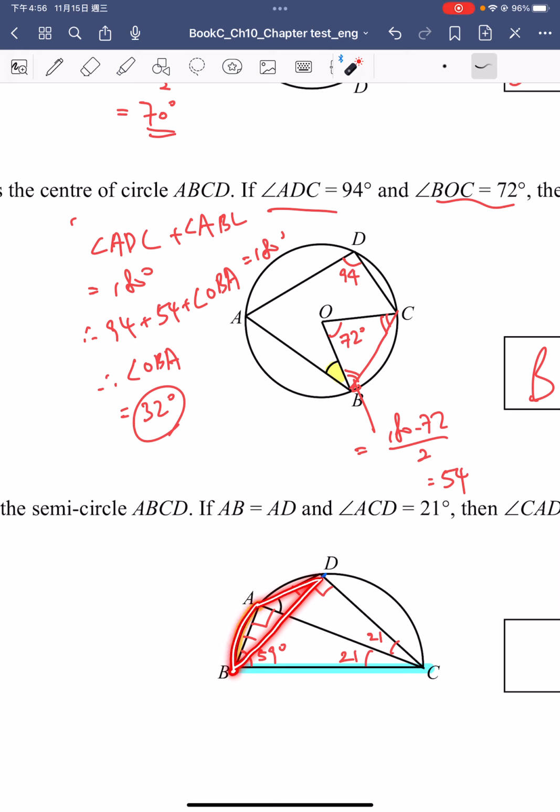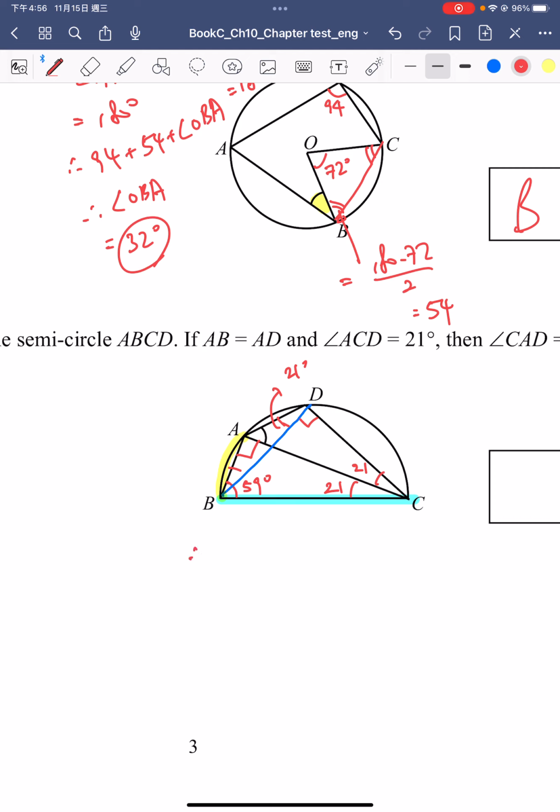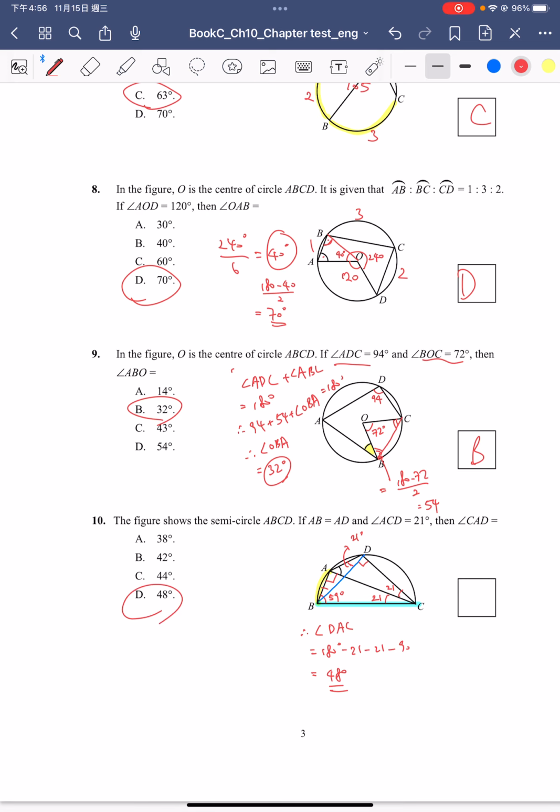Is there any other angle watching AB as well? You can see this angle ACB is watching it as well. Then using angles in the same segment, this is equal to 21 degrees as well. So this part is equal to 21 degrees. Then the required angle DAC is equal to 180 minus 21 minus 21 minus 90, giving the answer of 48 degrees. So the answer is going to be D.